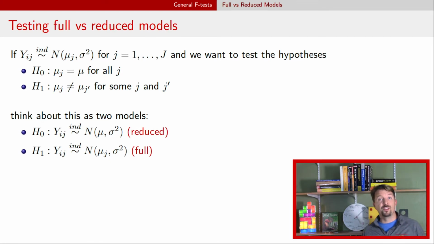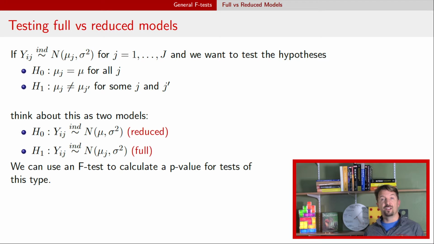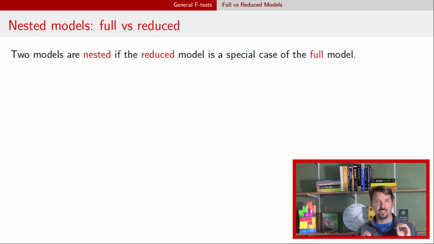Now, in the previous video, we saw that we could use an f-test to compare models of this type, but more generally, anytime we have a full and reduced model, we can use an f-test to compare those two models. And just to try to fix these ideas, we will call two models nested if the reduced model is simply a special case of the full model.